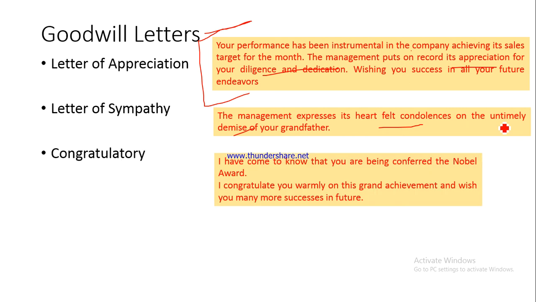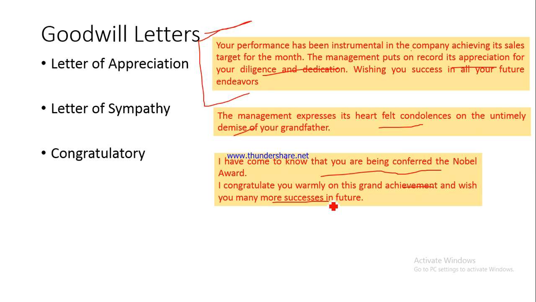Another type of goodwill letter is the congratulatory letter. Many a times we might want to congratulate one of our employees, right? I have come to know that you are being conferred the Nobel Award. Again, all the information given here is fictitious, so don't think that I have actually used some real life information. I have come to know that you are being conferred the Nobel Award. I congratulate you warmly on this grand achievement and wish you many more successes in future.